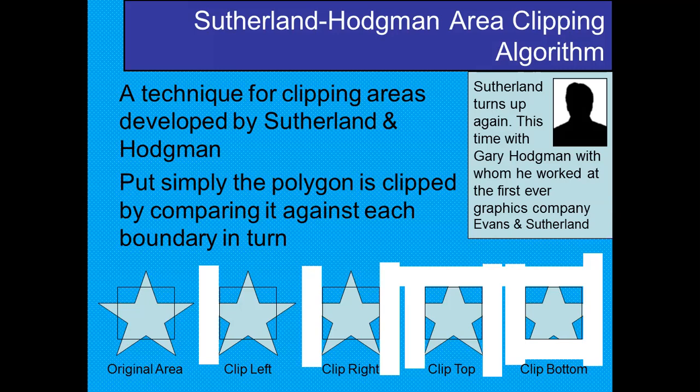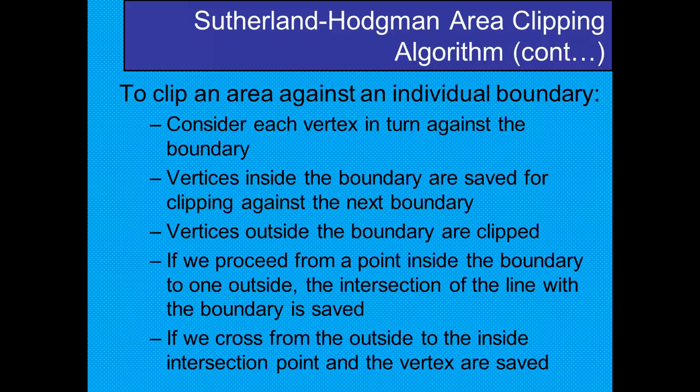So in this manner we will move horizontally, and then vertically, again horizontally, then vertically. So this is called the Sutherland-Hodgman area clipping. To clip an area against an individual boundary, first we will consider a vertex, whether it is lying inside or outside.